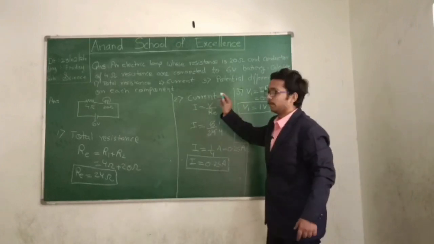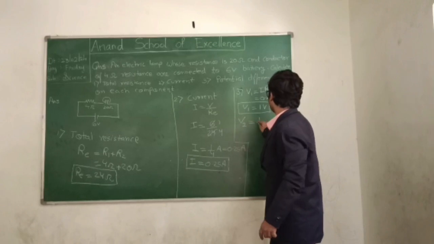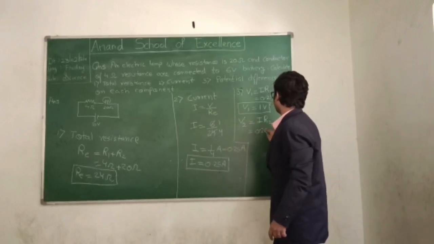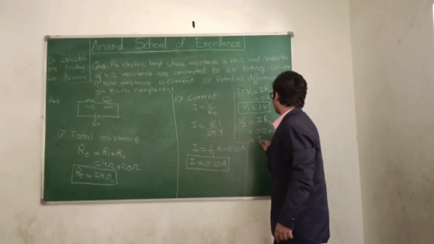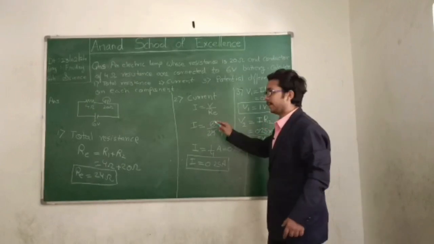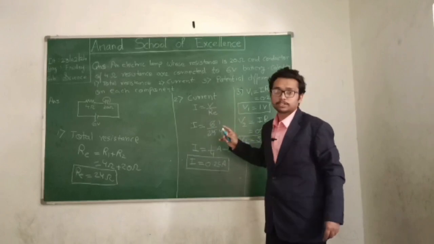So the first component is given, and third, V2 is equal to IR2. I is equal to 0.25 and R is 20. So we get 5 volt. So V2 is equal to 5 volt. We have found all three components, or all three questions, in this given question.